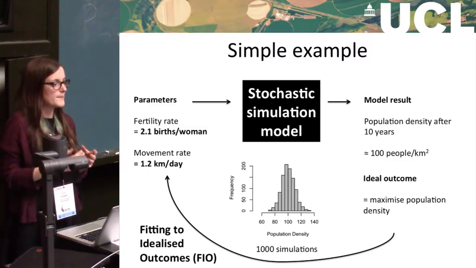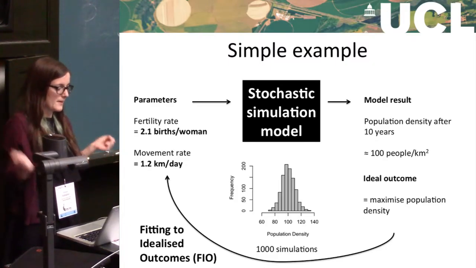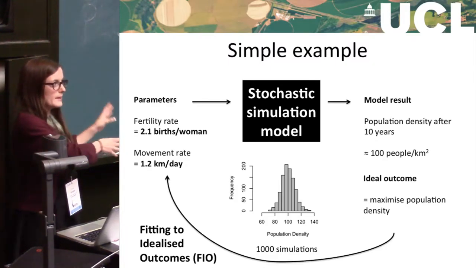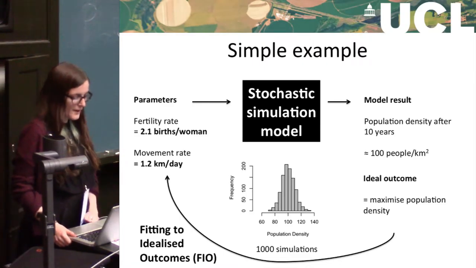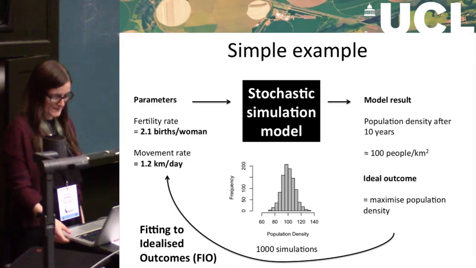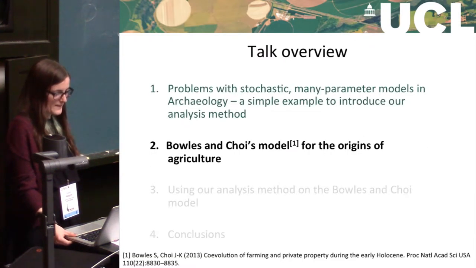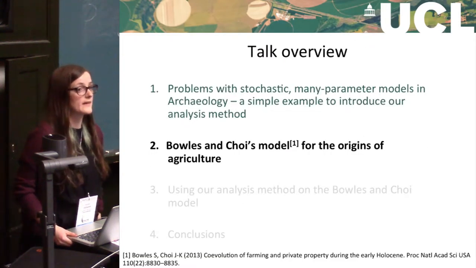So this is just a broad result. For example, if you were modeling out of Africa, your broad result might be that they get out of Africa. Okay, so that's the motivation. So now I'm going to talk about Bowles and Choi's model for the origins of agriculture.